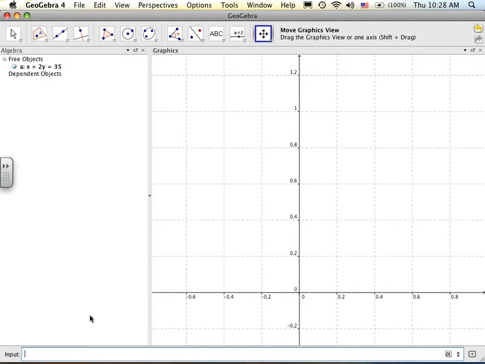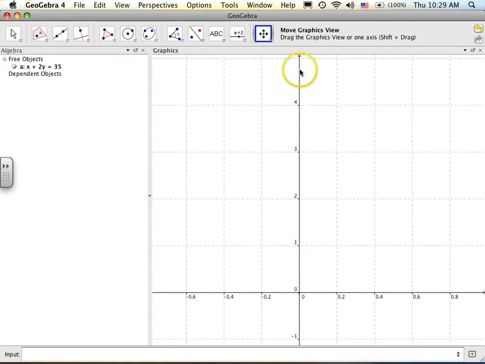Before I do anything to it, notice that I don't see any line up here. Does it mean I did it wrong? No, not really. What you need to do is change your axis to make it bigger. How do you do that? You can zoom out, zoom in, or click on Move Graphic View right here, click on the axis itself and drag inward. You can actually do that to increase your interval.